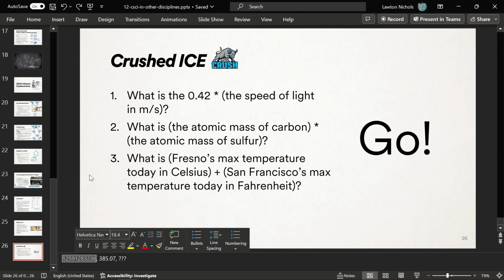And then today's Fresno max temperature in Celsius is apparently, according to Google, 24. And then the max for San Francisco in Fahrenheit is 68 is what I saw. But that's close enough. Congratulations. So that's pretty much what computers are doing, and that's how they.